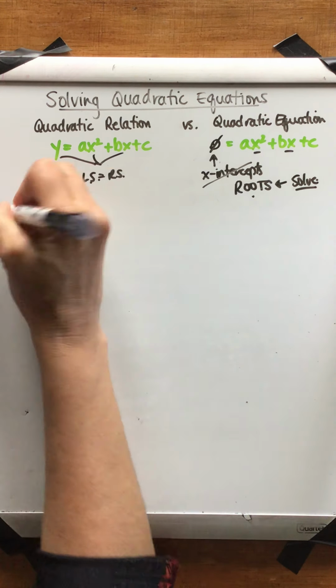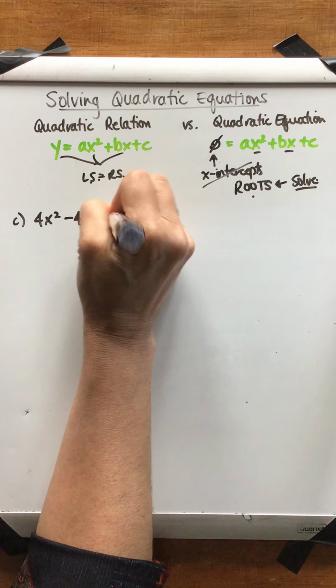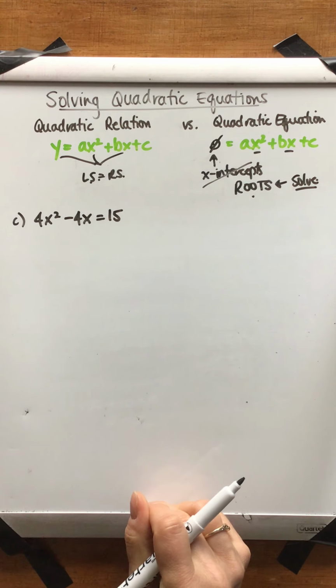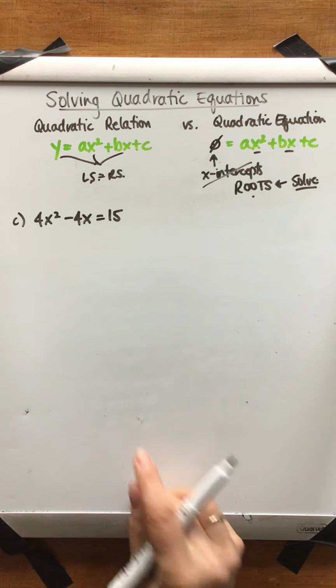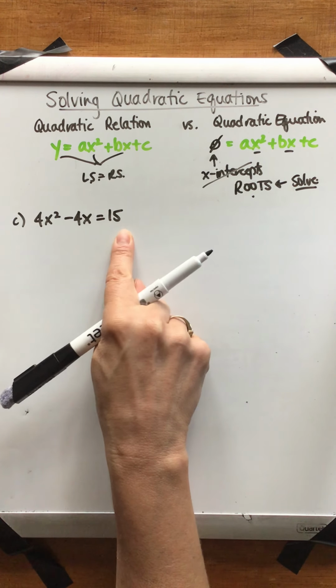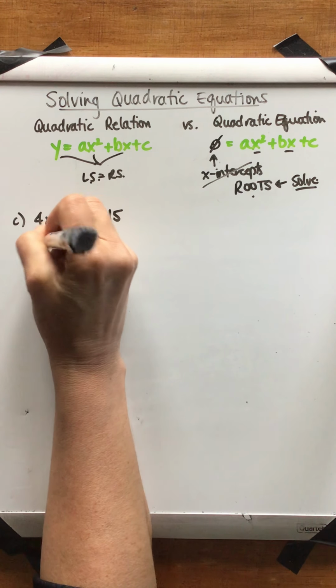Let's say that you have 4x squared minus 4x equals 15, and I say to you, solve. Again, solve means try and find the roots. So I don't have an equals 0 here because there's a 15, but I could make it equals 0 if I bring the 15 to the other side with its other term type friends.